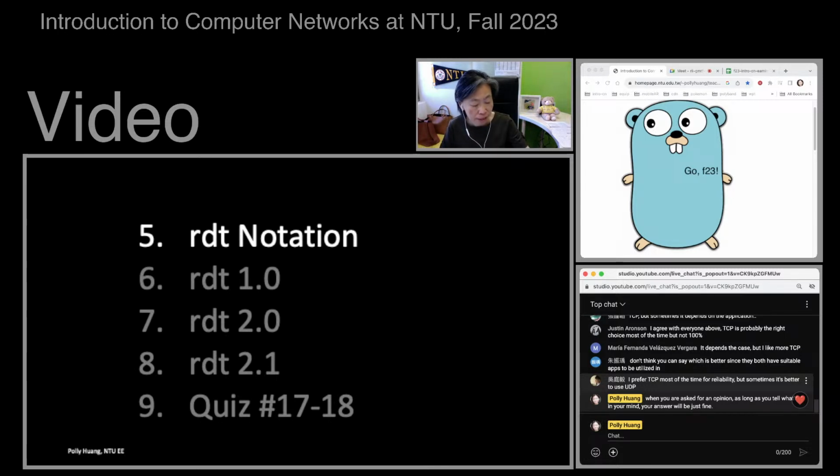Okay. Next is the setup. Polly will be introducing this thing called finite state machine. It's a way computer scientists try to describe a mechanism in a concrete way, which is pretty much like how programmers use pseudocode to communicate.